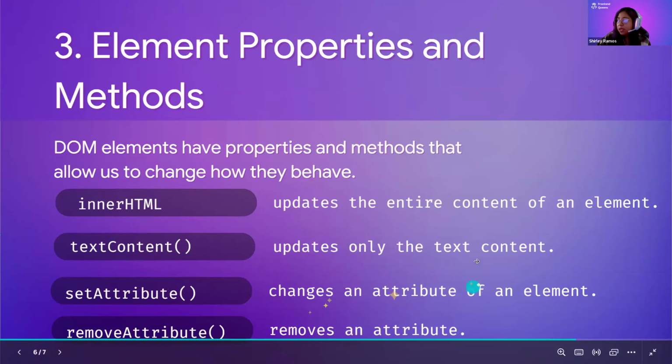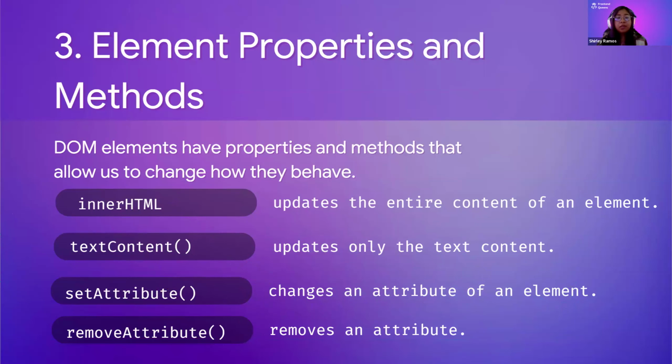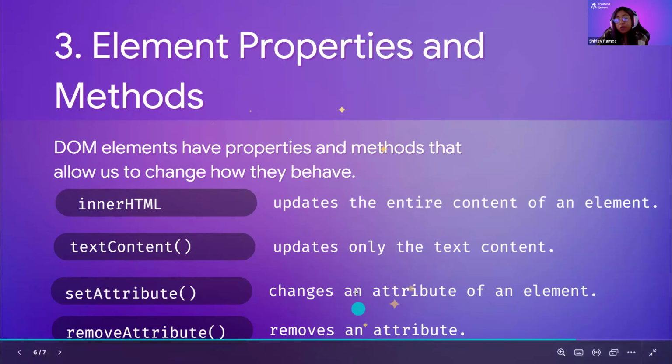setAttribute changes an attribute of an element. For example, if we have in our HTML an image in a div, and we have in there the source, we can also update this using setAttribute, and we can replace the element only with JavaScript.